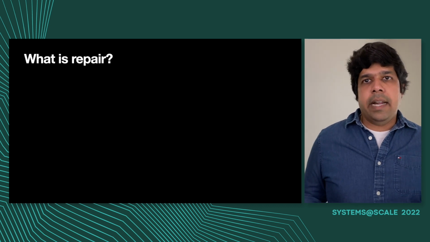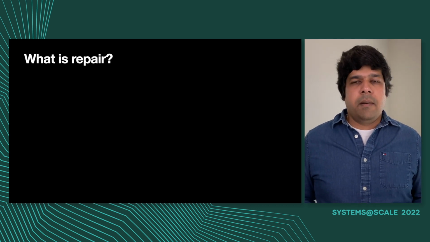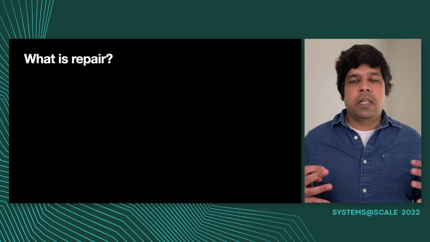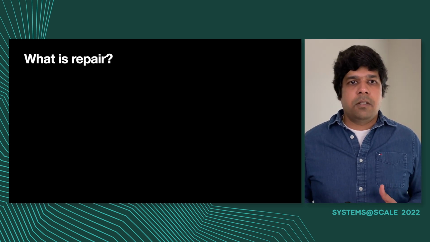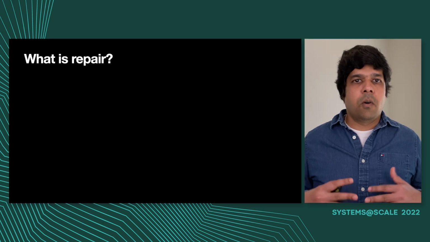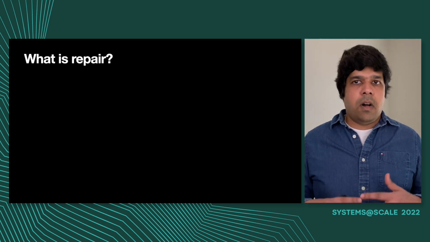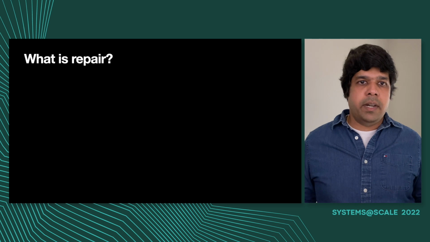At first, I'd like to talk about repair. Repair is basically a process within Cassandra that allows us to converge data. Since Cassandra is a quorum-based system, nodes can go offline at any point in time.